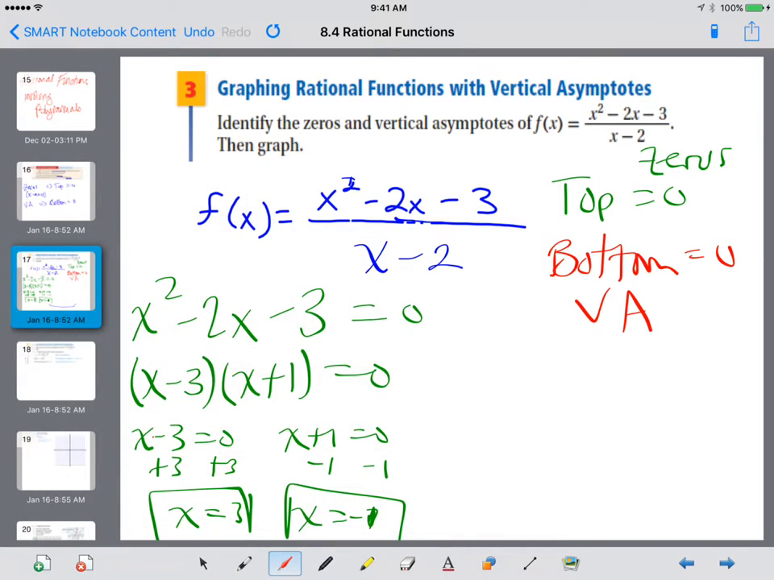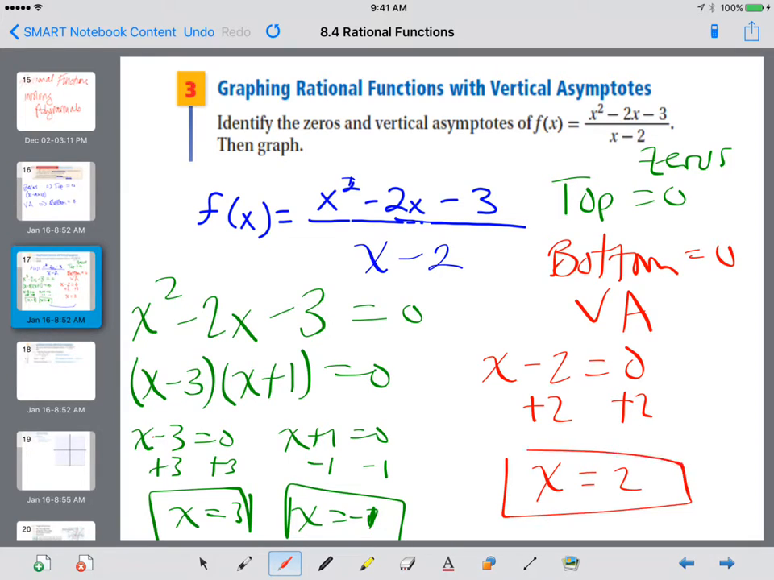The vertical asymptote happens when the bottom is equal to 0. So the bottom is x minus 2. We set that equal to 0 and solve. And we get x equals 2 as our vertical asymptote.